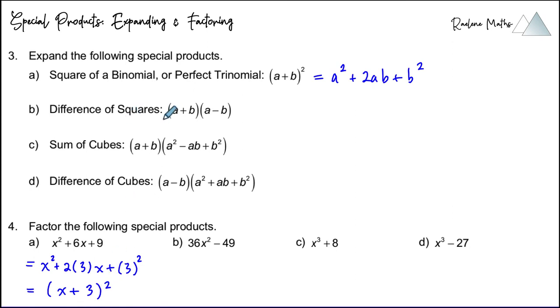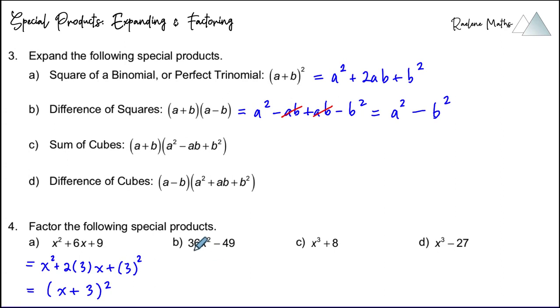The next case is difference of squares, and here if we were to expand one by one, multiplying all the terms through, we would get a squared minus ab plus ab minus b squared, and in this example the middle terms of negative ab plus ab equals 0. So we're left with what we call a difference of two squares, a squared and b squared.